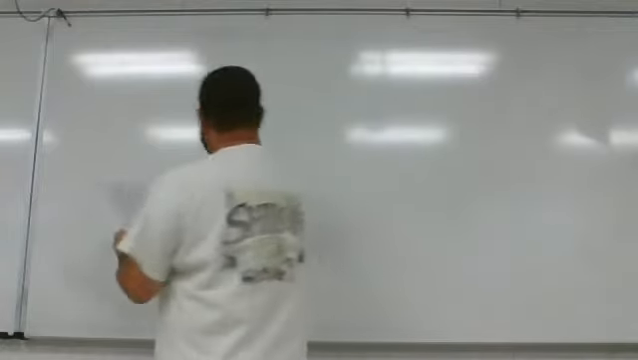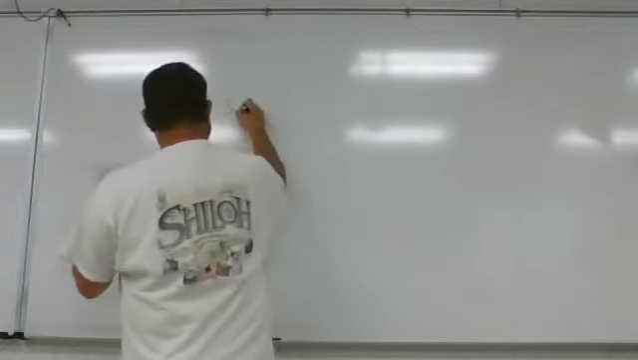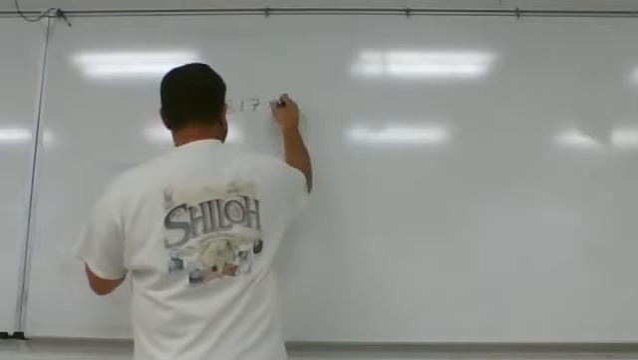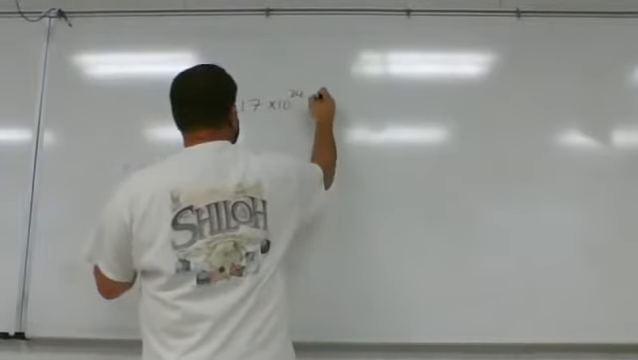All right, number four. Let's see, 4A. Shoot, I missed 4B. I forgot to calculate it. So 4A is 3.17 times 10 to the 24 neutrons.